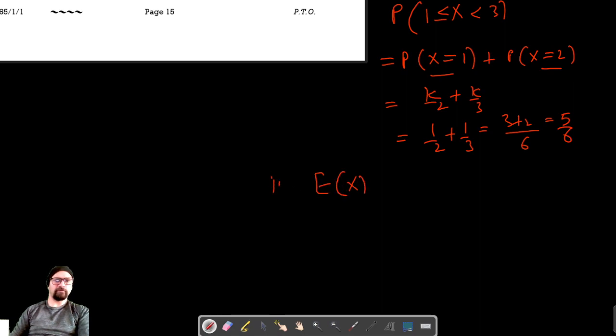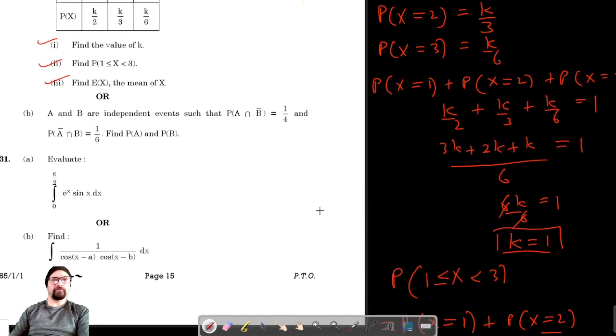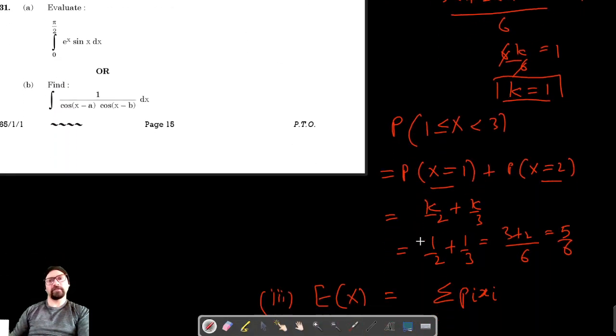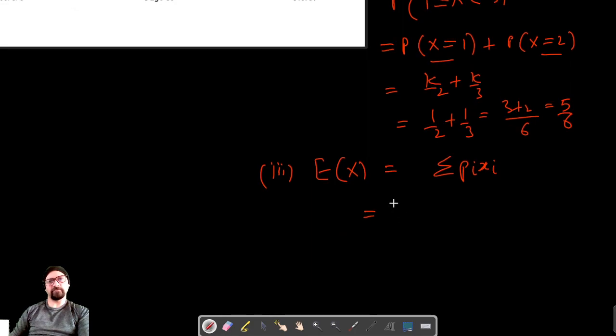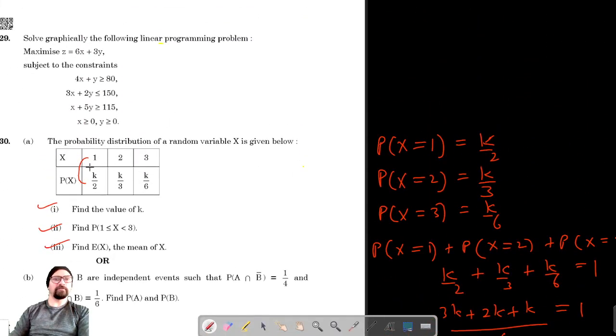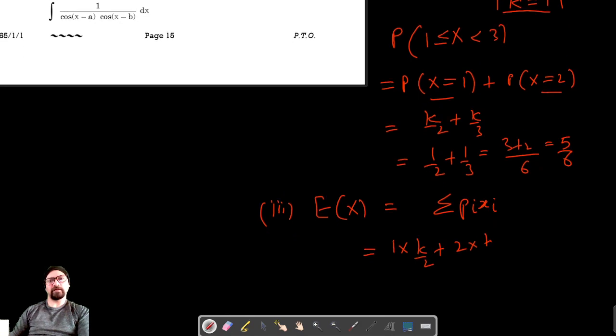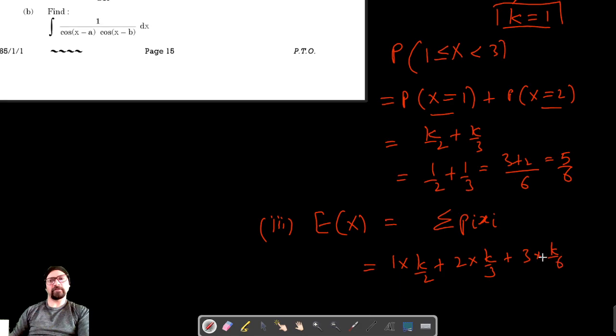So we all know how to find the expectation of x. It is actually the sigma of pi into xi. That means we have to multiply x and the probabilities. This is the sum of the products of the random variable and the probabilities. So first one is 1 into k by 2 plus 2 into k by 3 plus 3 into k by 6.